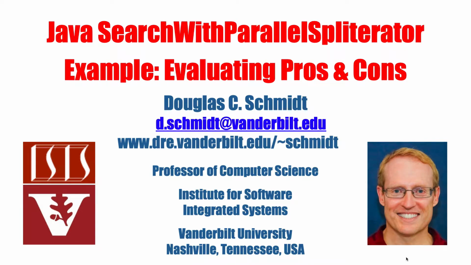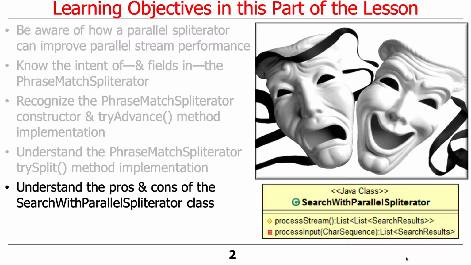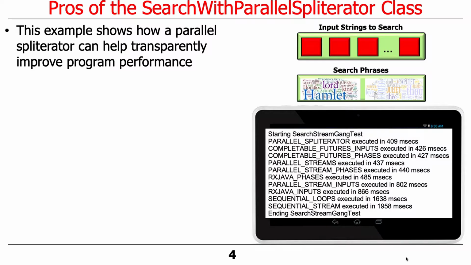So the last piece of the puzzle for the search with the parallel splitterator example will just be to evaluate the pros and cons of everything we've seen so far. I think you'll hopefully be in a good position to do this now that we've talked about a lot of different approaches. First, what's the good part?